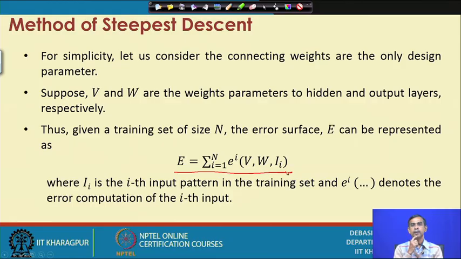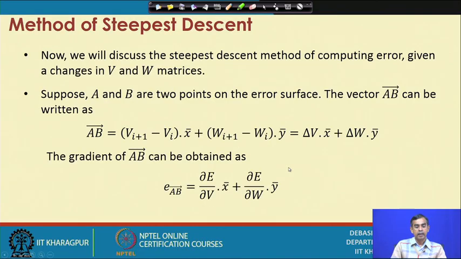So, error function E is a function of V, W and the input. This is the idea about representing error, and once the error is represented in terms of V, W and I_i, we will be able to calculate the error function, and this error function E is to be minimized for certain values of V and W. Now, we will discuss the steepest descent method, how it searches for the right values of the NN parameters so far as the minimum error is concerned.